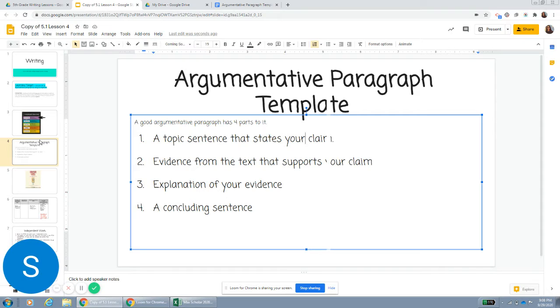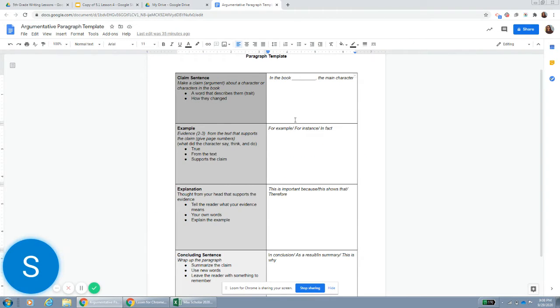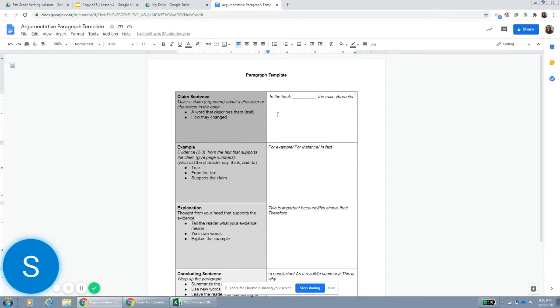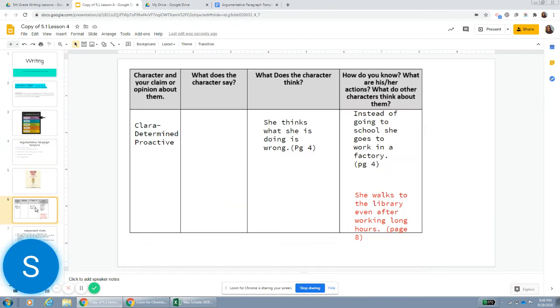So I'm going to show you how I use a graphic organizer to do each part, so you get familiar about what I mean about each part. Today, you're going to get a paragraph template, and this is what you're going to do in Otis. The first sentence says, make a claim about a character or characters in the book. So I talked about Clara, and I'm going to go back to my graphic organizer, and I said Clara was determined. I also thought and added proactive, right?